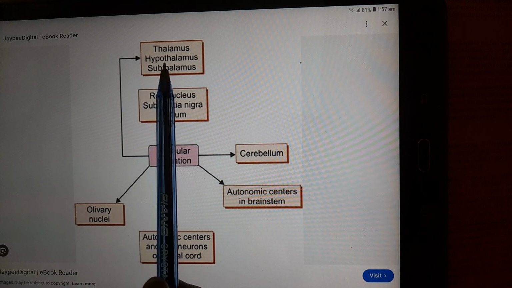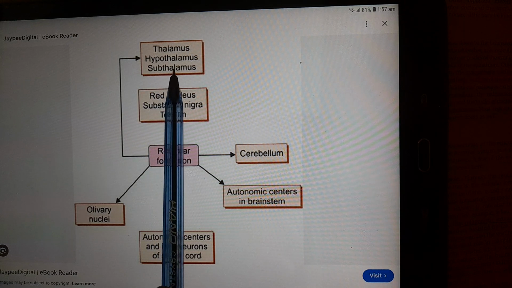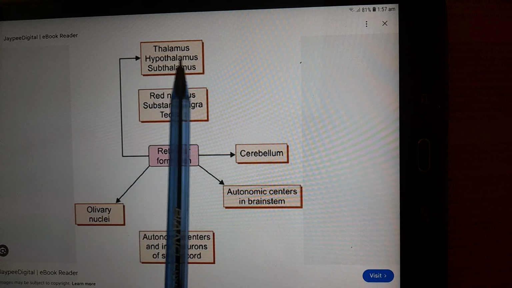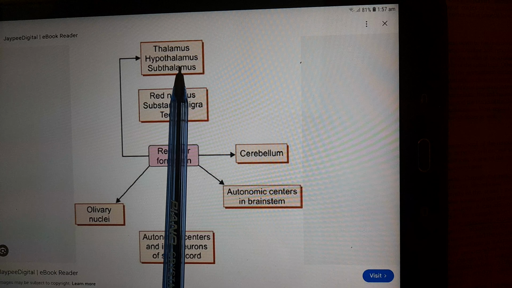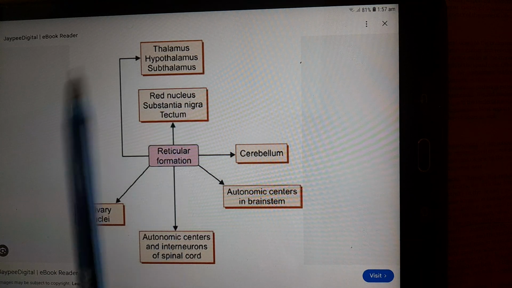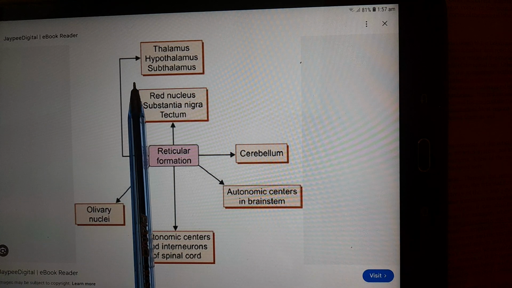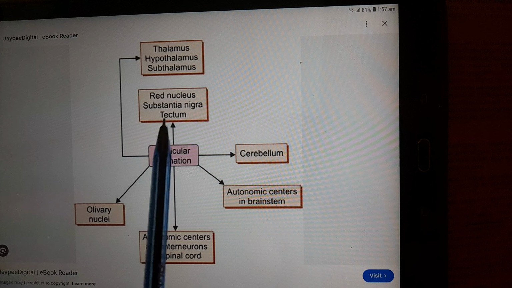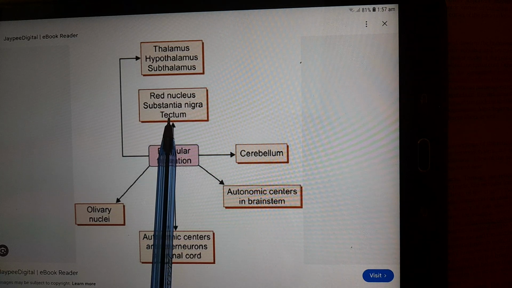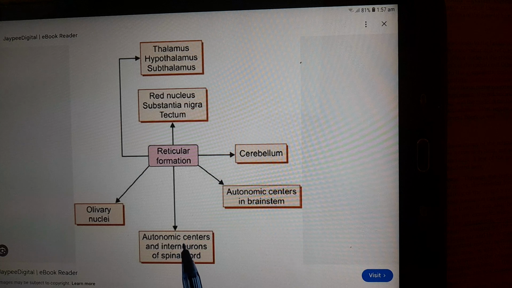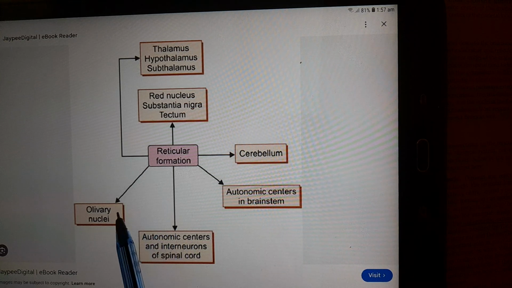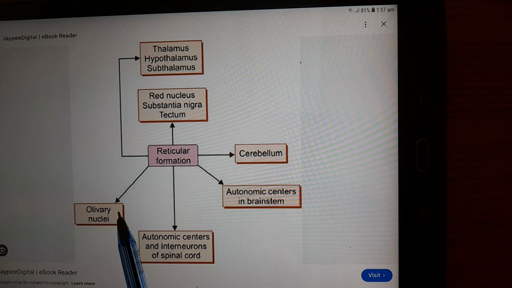After that, we have the thalamus, hypothalamus, and subthalamus. They are also receiving it. So the cerebral cortex, thalamus, hypothalamus, or subthalamus that are part of the diencephalon are receiving the reticular formation fibers. Then in the midbrain, these structures are receiving. Then the cerebellum is receiving again. The spinal cord is receiving again. Then the medulla oblongata with its olivary nuclei is receiving.